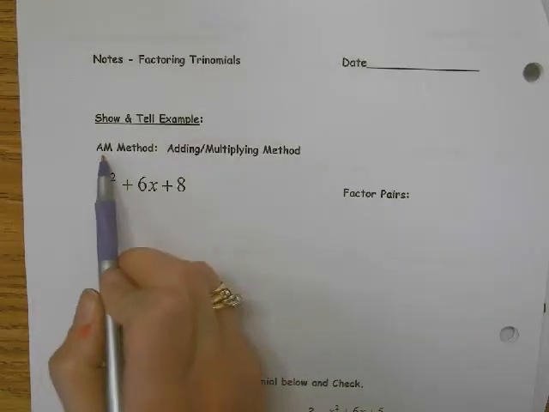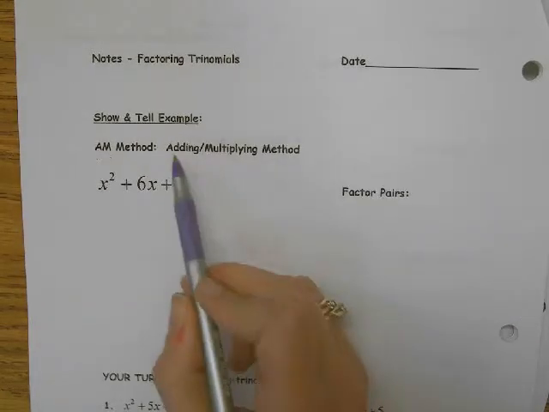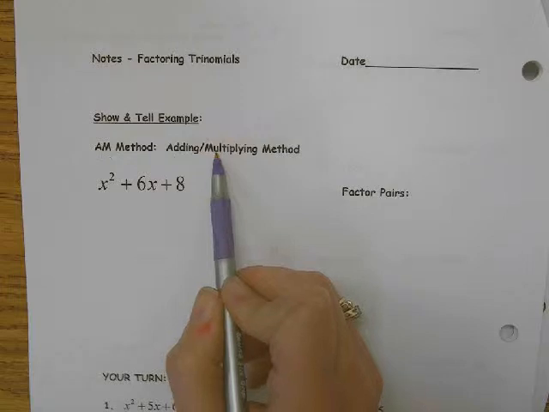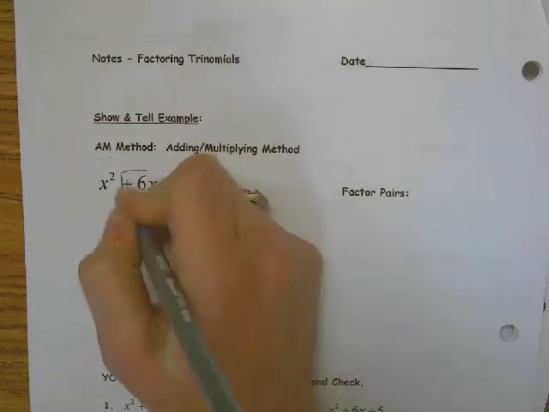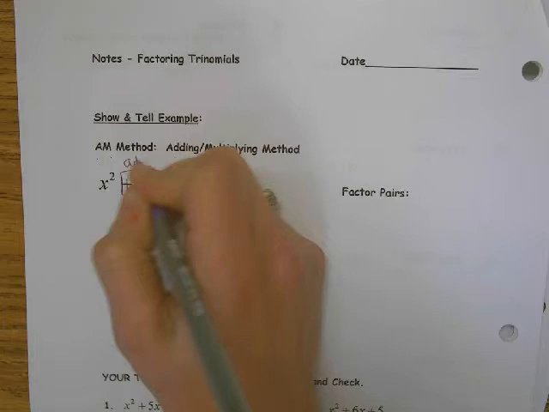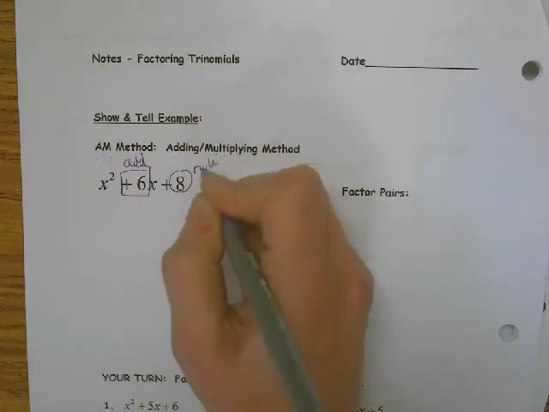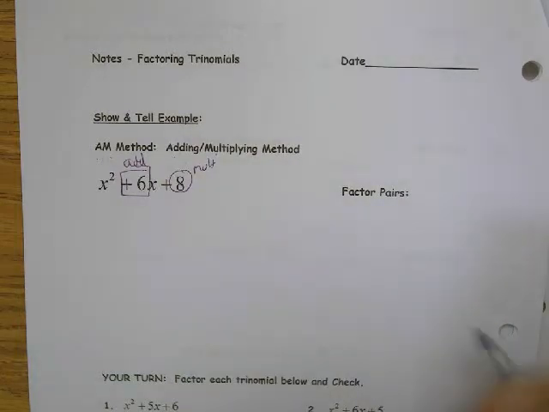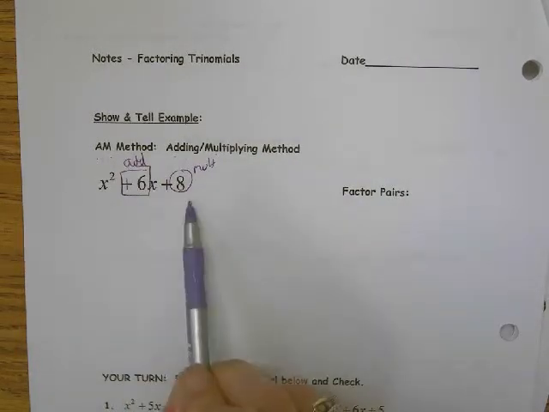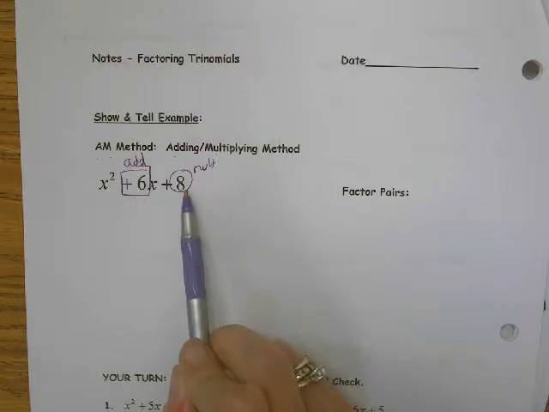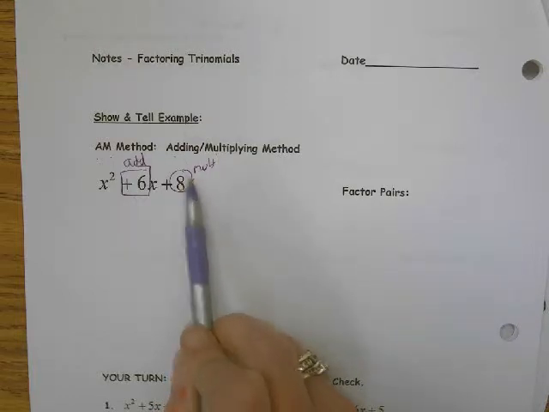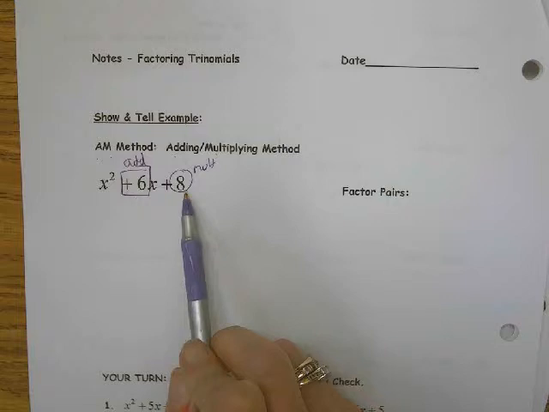We call this the AM method because it is adding and multiplying. We're going to look for numbers that add to our middle term and numbers that multiply to our end term. If things are written out of order, we're always looking for numbers that multiply to the number without the variable, not to the coefficients, but to the regular constant number. So I'm looking for numbers that multiply to 8.